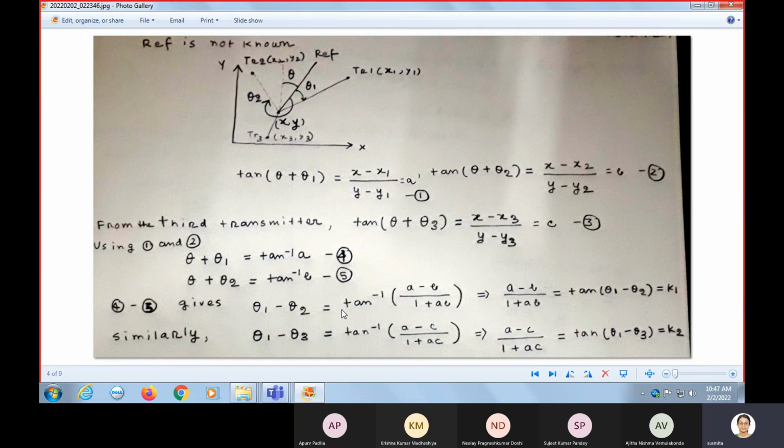And then we can apply the tan inverse formula that will give us tan inverse (A minus B) by (1 plus AB). Simple trigonometry. And then if we put tan on the left side, you basically have (A minus B) by (1 plus AB) is equal to tan (theta 1 minus theta 2). Since we know both theta 1 and theta 2, this we can write as K1. Similarly, for the other pair, theta 1 and theta 3, we have (A minus C) divided by (1 plus AC) is equal to this K2.